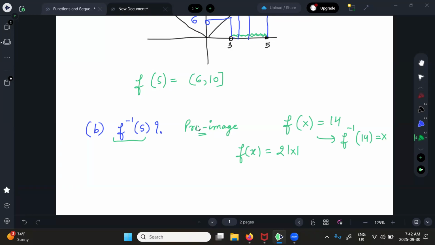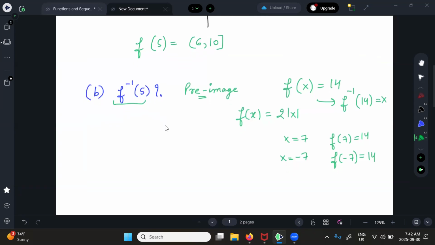Okay, all doing good. Because if I plug in x to be 7, I will get f of 7 as 14. If I plug x to be negative 7, I will get 14, right? But it gets complicated when you're talking about the pre-image. So you remember this process to do it in exam to avoid any errors.